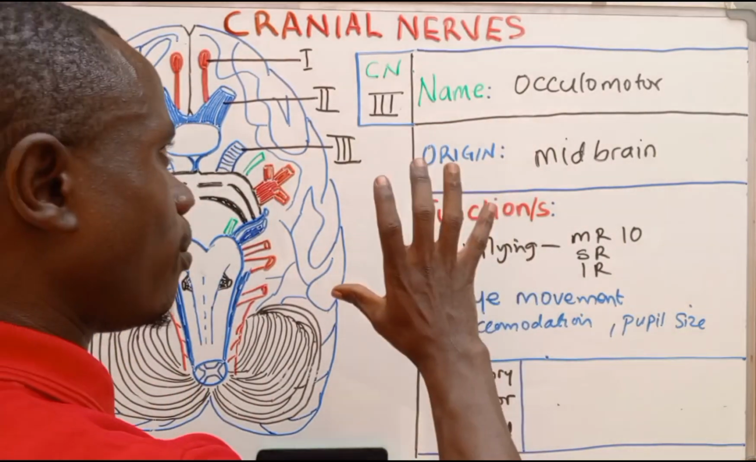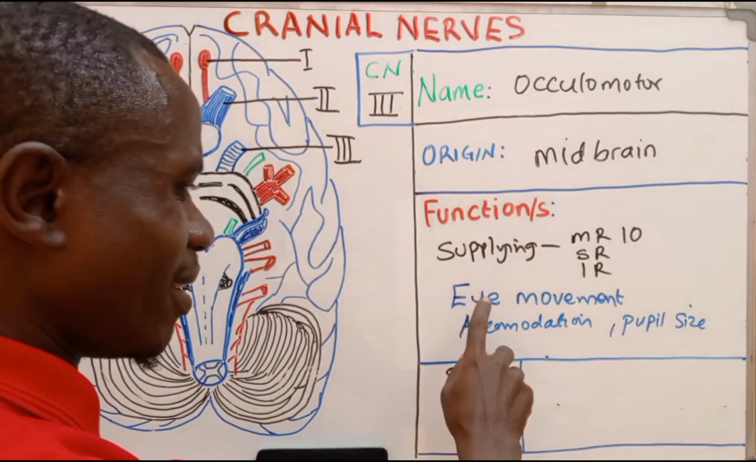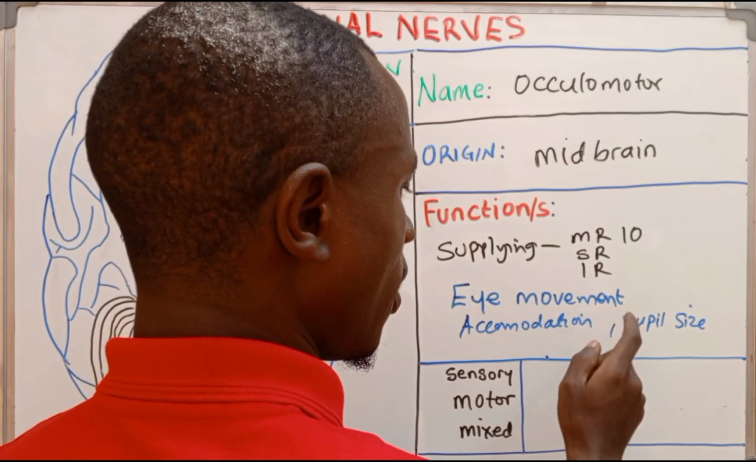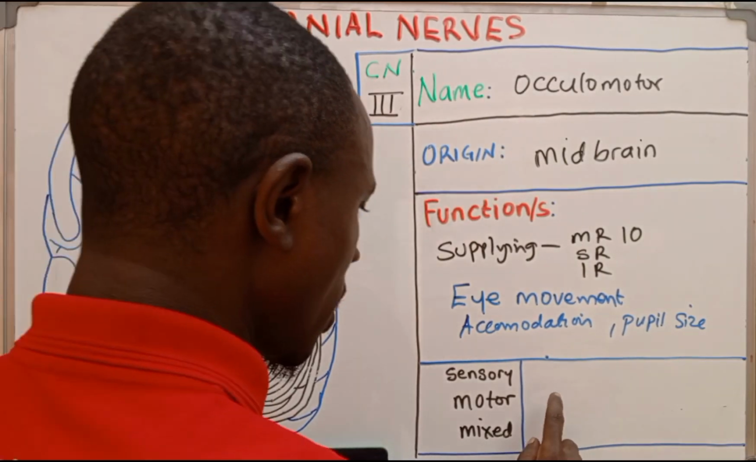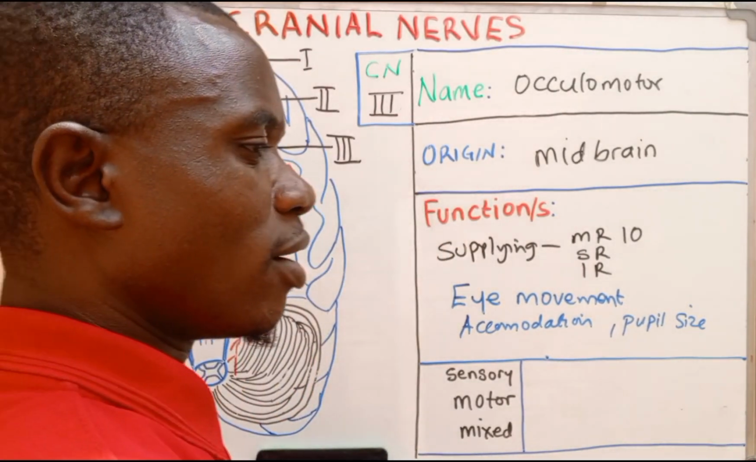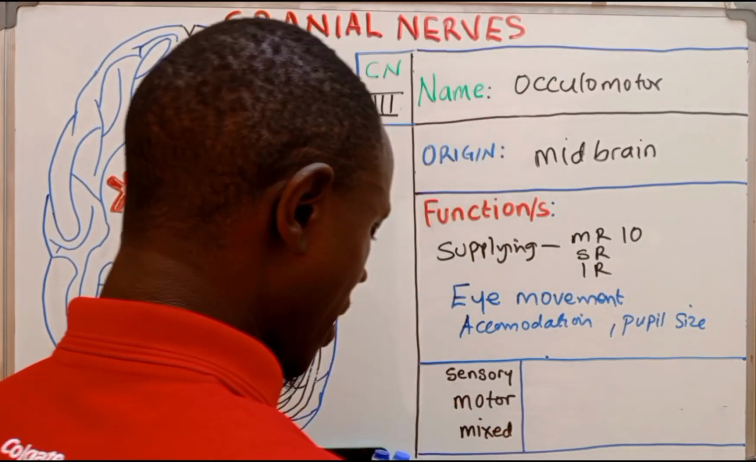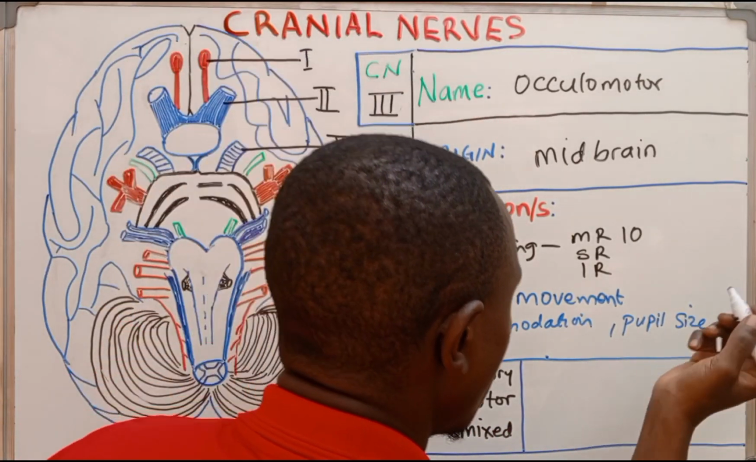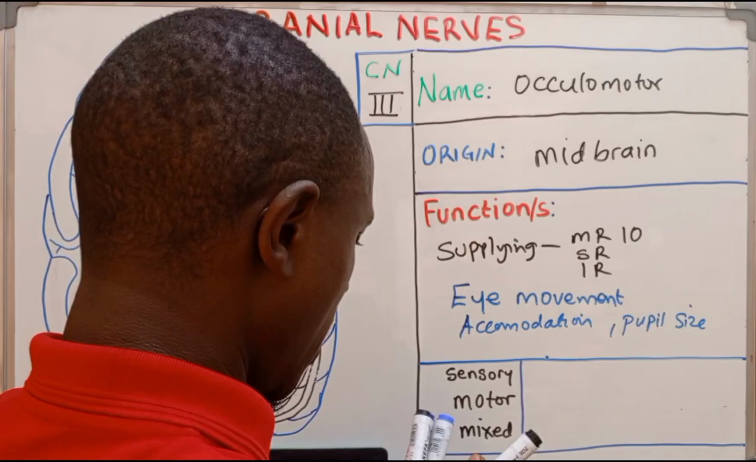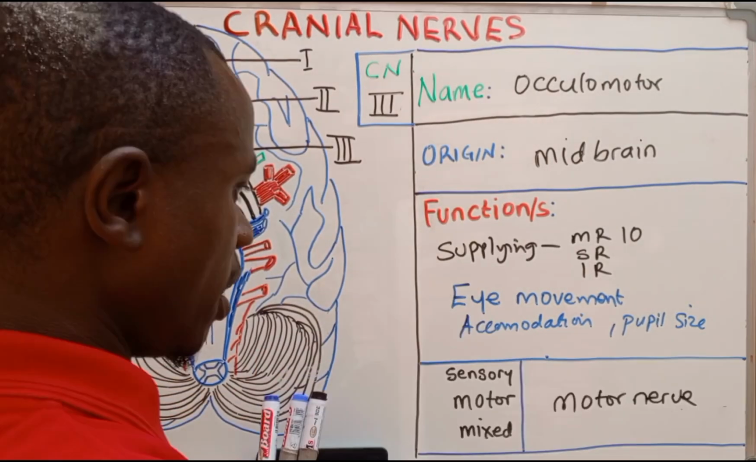Okay, so now the primary role of cranial nerve number 3 is mainly going to be eye movement. So now cranial nerve number 3, is it going to be sensory, is it going to be motor, or is it going to be mixed? Primarily this cranial nerve number 3 is going to be a motor nerve.